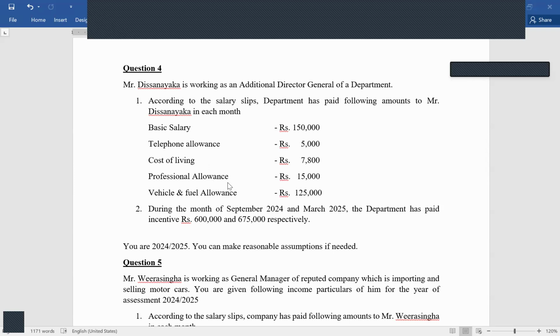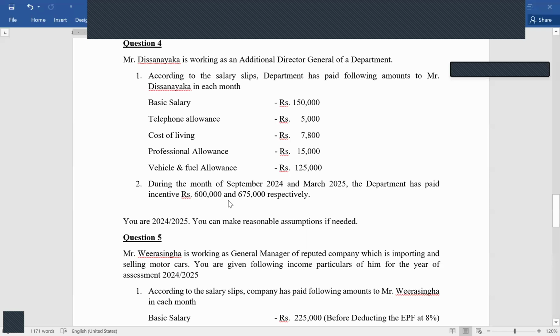That is specific to that position. Since it has been given here, please don't assume, because I have already mentioned that this person has already received that vehicle and fuel allowance.